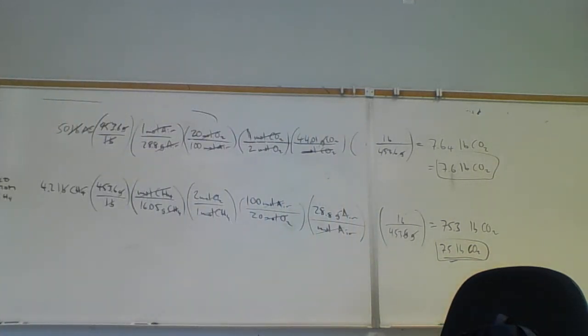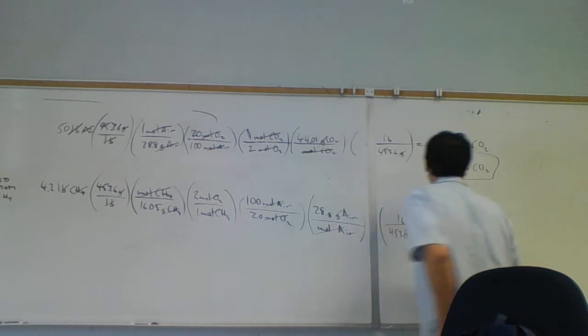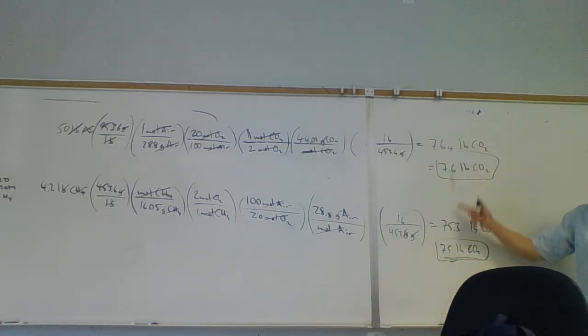All right, so as far as ingredients go, I have enough methane to make 75 pounds of CO2. And I have enough air to make 7.5 pounds of CO2. So what is the total amount of CO2 I can make? Would it be 82.6 pounds? Or would it be this one or this one? This one? Yeah, that's correct.